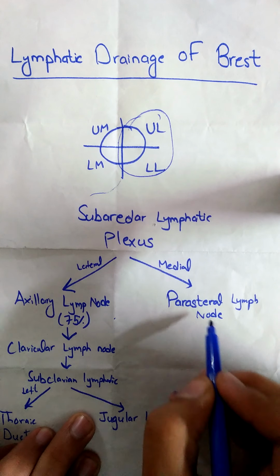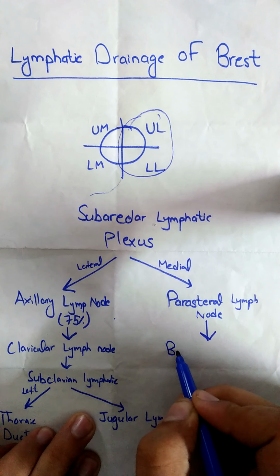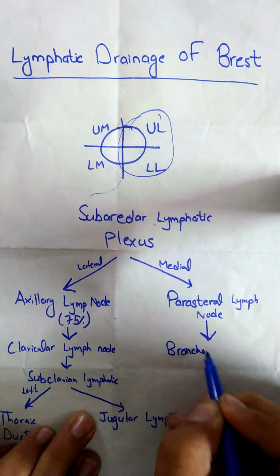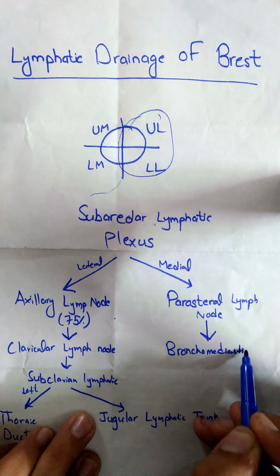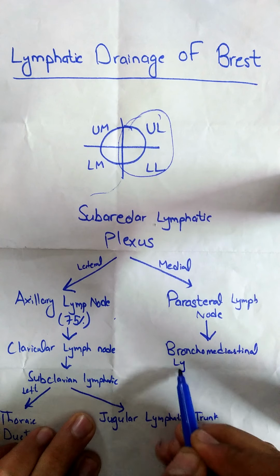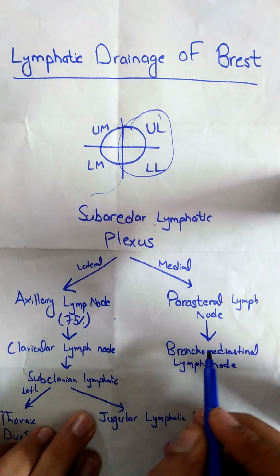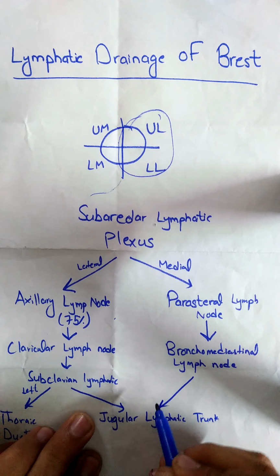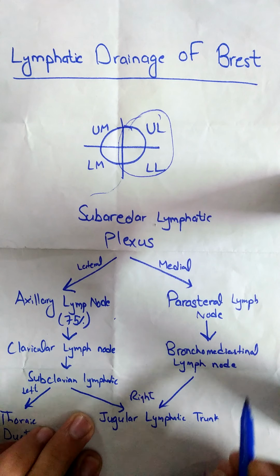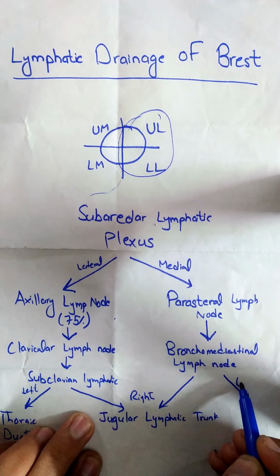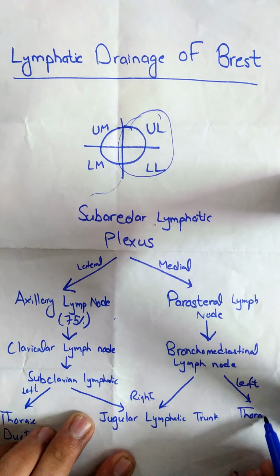Now we will discuss it. From here, the lymph will drain into the bronchomediastinal lymph nodes. And from here, the lymph will either move toward the right side and drain into the jugular lymphatic trunk, or it will move toward the left side and it will drain to the thoracic duct.